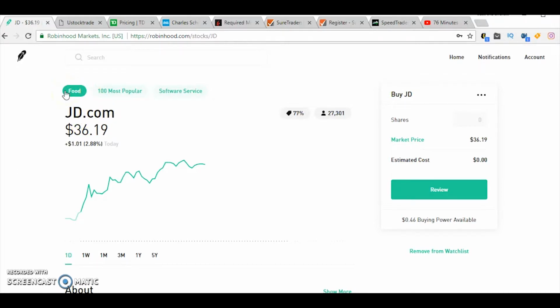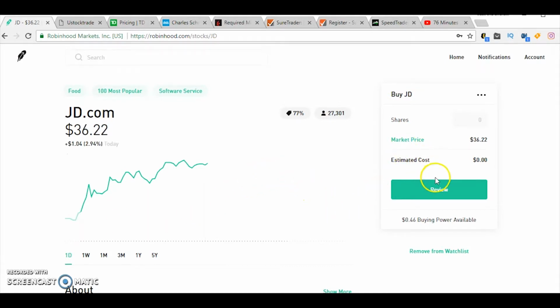Now while we're looking at it, this is how Robinhood shows you the stock when you click on it. It actually gives you an analyst rating of what analysts that they use are saying about the stock. So this JD.com stock currently has a 77% analyst agreement that it is a buy. Now this is very opinionated, so use this at your discretion. This right here tells you currently how many people on Robinhood own this stock, which could be somewhat helpful.